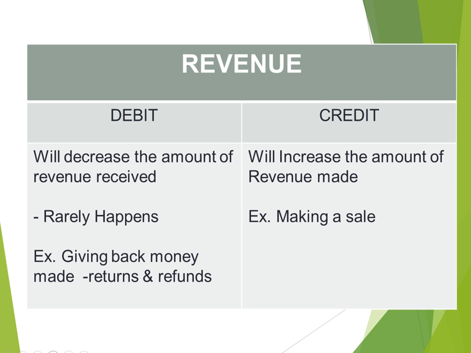Now, let's look at the revenue account. In revenue, the debit will be when the amount of revenue received decreases. Suppose you gave back some money in the form of refunds and returns. And credit will be when you make sales. These days, generally the word sales is being replaced by the word revenue.